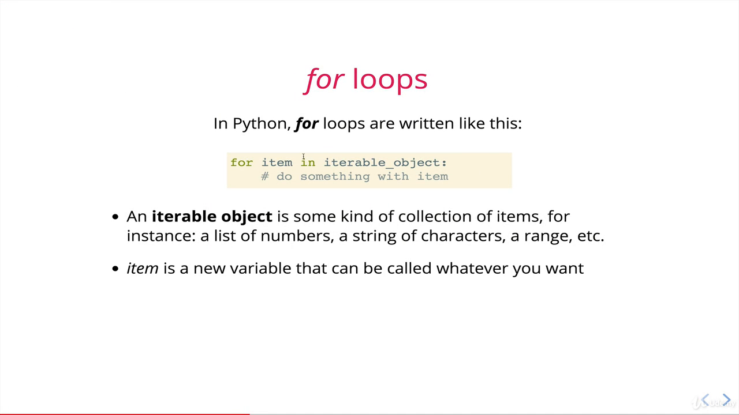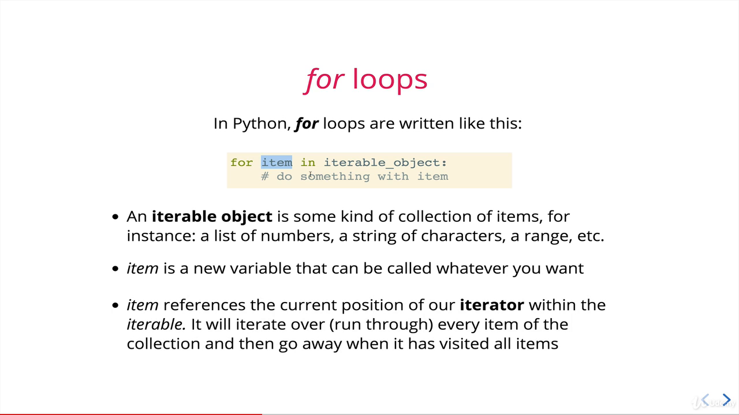And then item is really up to you entirely what you want to call it. It's just going to be a temporary variable, and it references the current position of our iterator within the iterable. Yes, I know it's a lot of jargon there, but it represents wherever we are in the loop currently. So it will iterate over, it will run through every item in this collection, and then after the loop finishes, item will just go away. Each time through, its value changes.